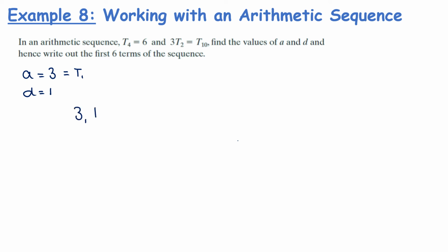And then I'm adding 1 to get to each term. So the next one's 4, the next one's 5, the next one's 6, the next one's 7, and the next one is 8. So we can see that common difference here. So don't be afraid to use what we have to answer the question. But if you did the substitution, that's absolutely perfect as well.